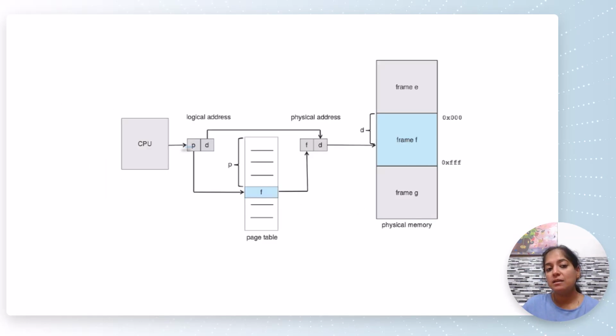So if you see here, the CPU generates a logical address. It has a page number and an offset. Since the size of a page is the same as the size of a frame, the offset is going to be the same, so the offset is directly transmitted as it is. Now from the page table, for the corresponding page, we find the corresponding frame number. This frame number is mapped here, so we get the physical address, which is the address in physical memory.